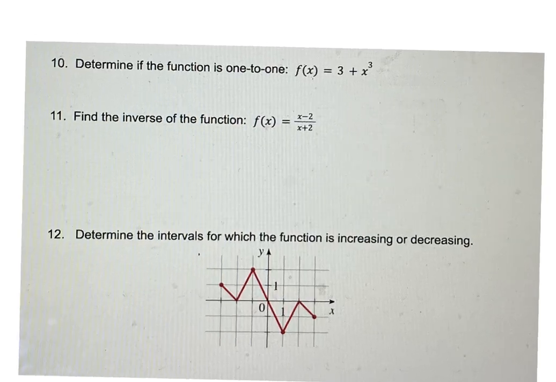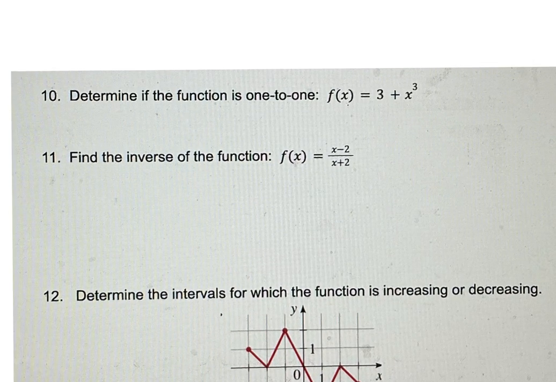All right, number 10, determine if it's 1 to 1. The best way to do that is to graph it. You can do it on your calculator. You should know that's an x cubed with a plus 3. The plus 3 moves it up 3. And you have half are probably going up, half going down. Does that pass the horizontal line test? Yes, it does. So it's a yep.